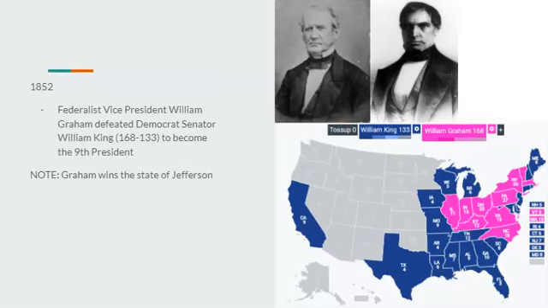And we have a William King who, you know, wasn't pro-slavery, but he wasn't anti-slavery. He was also a senator from Alabama, if I'm not mistaken. Actually, no, he was a Northeastern Democrat. Never mind, I could be wrong. But William Graham would, of course, win a good chunk of the South for a Federalist, and he would also win the state of Jefferson.